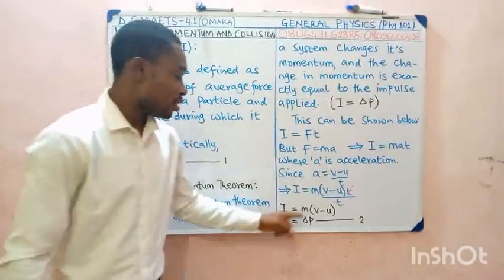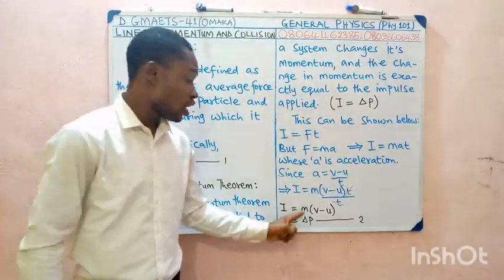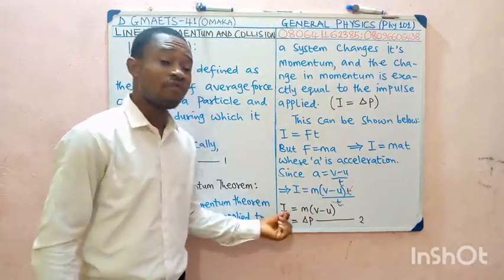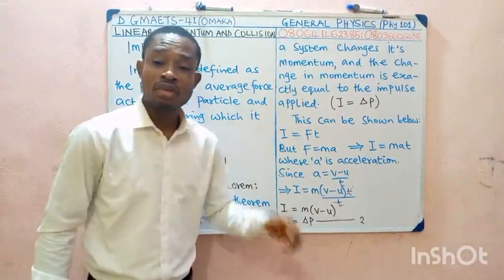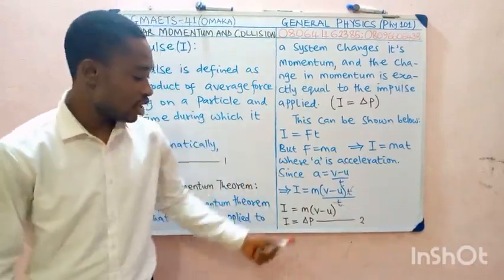And of course, we remember that in the previous video, when we established the formula for a change in momentum, we got it to be mass times change in velocity. Is that not so? Therefore, proving the fact that impulse applied to a system changes the system's momentum, and the impulse is exactly equal to what?